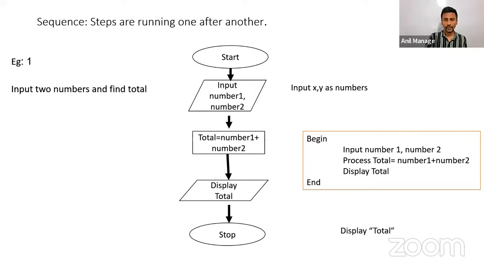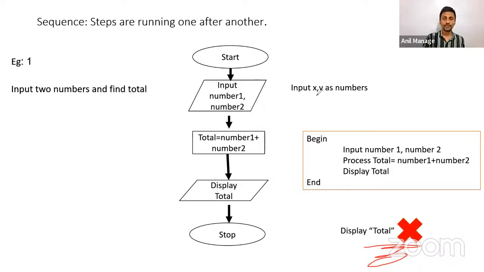Now here, if you put display total within inverted commas, that is totally wrong. Why is that? Total means we are not going to display the word total. We are going to display what is inside the total, the total variable value. So don't put inverted commas. If you put inverted commas, that is wrong.